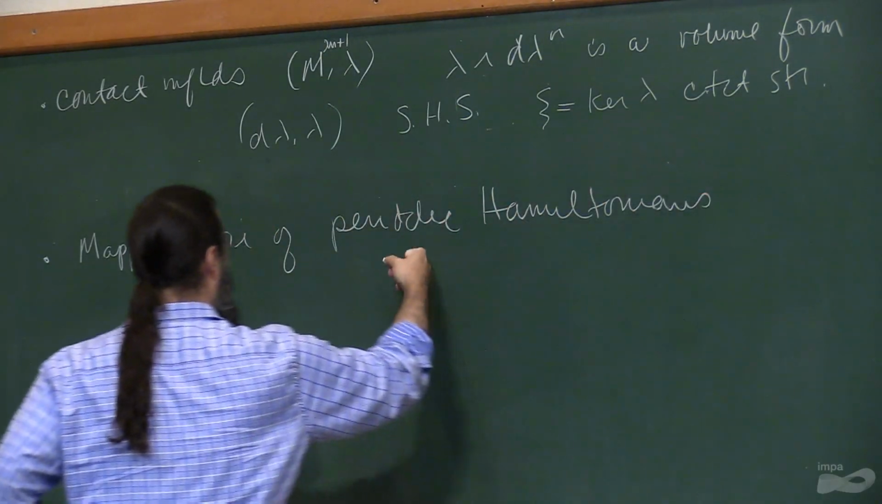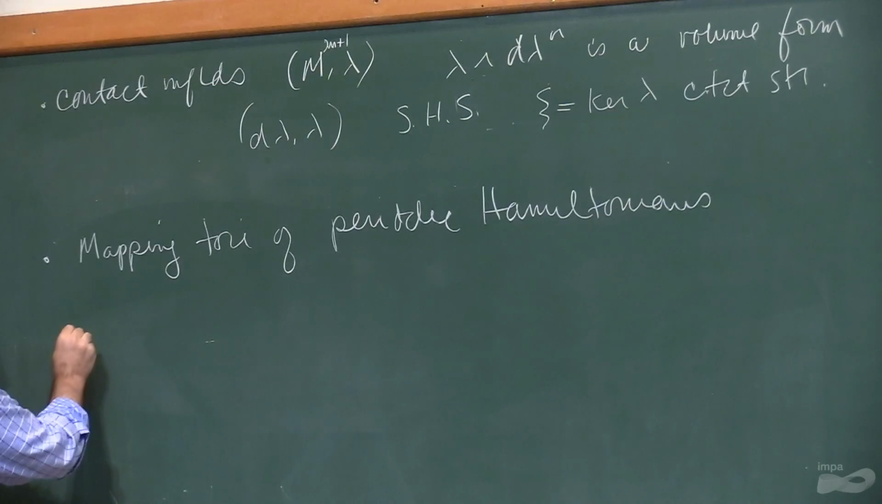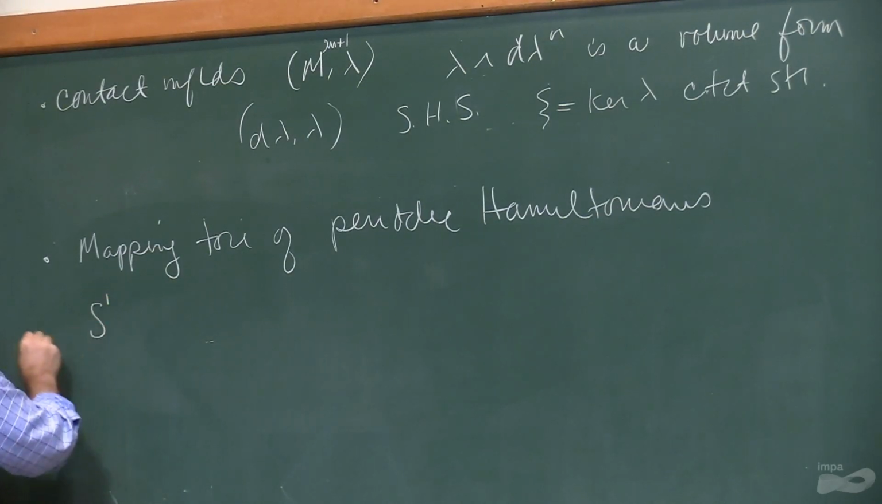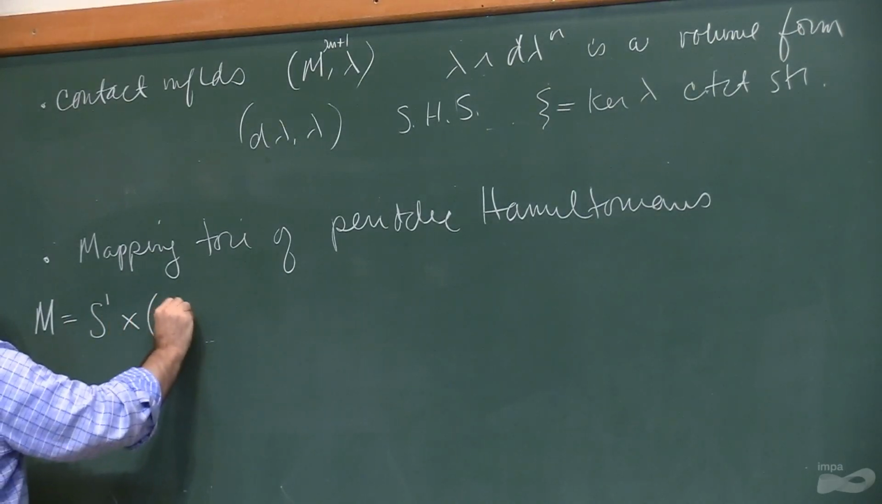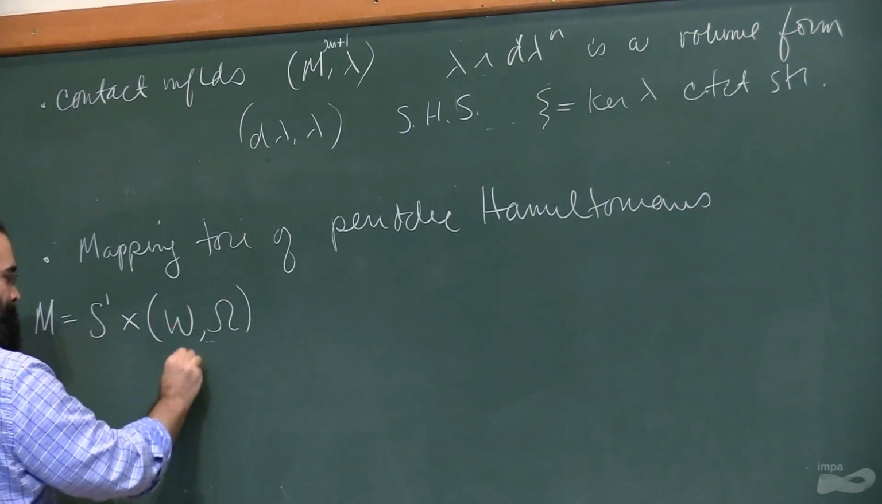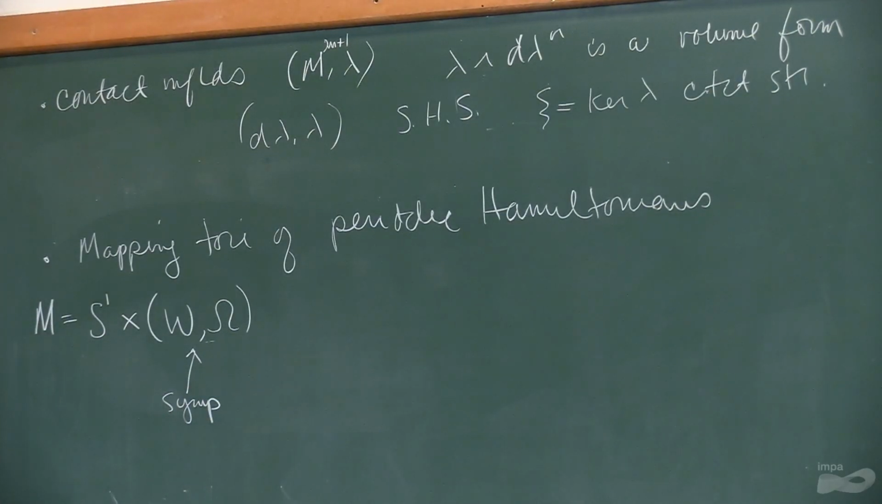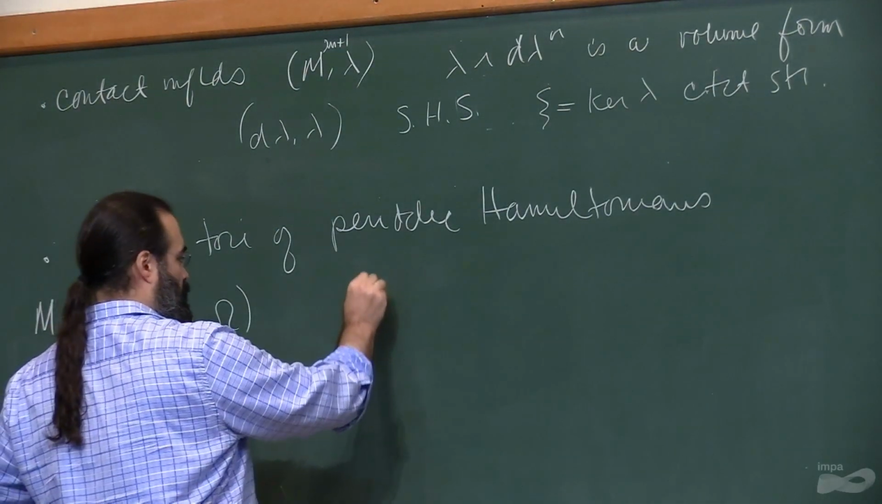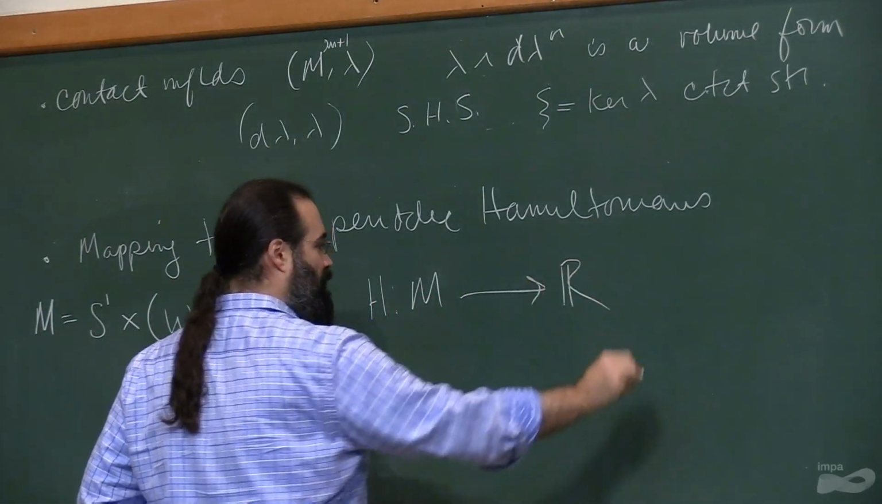So this is going to be important in the concrete example I do later of intersections disappearing. Here we're going to consider our manifold to be S1 cross a symplectic manifold. So this is symplectic, and this will be equipped with a Hamiltonian, or just a smooth real-valued function.